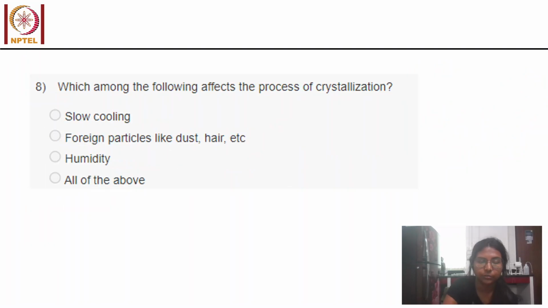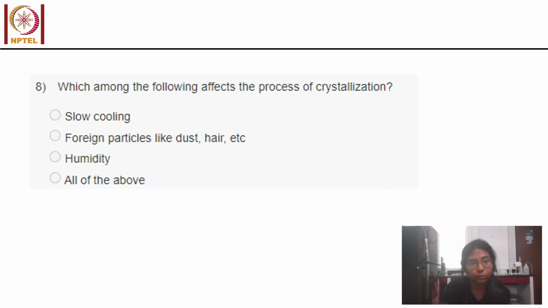So then this was the next question. Which among the following affects the process of crystallization? The options were slow cooling. Slow cooling will obviously affect the process of crystallization. Then this is very interesting, but foreign particles also affect the process of crystallization. So you may ask how. In crystallization the first step is basically the nucleation step, and some foreign particles like dust or even a strand of hair can initiate the nucleation process of crystallization.